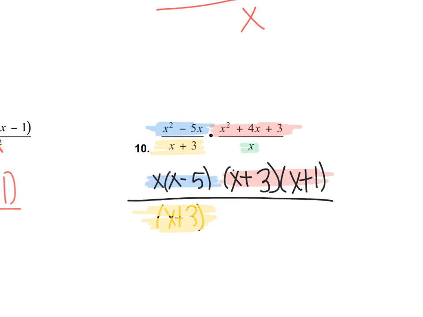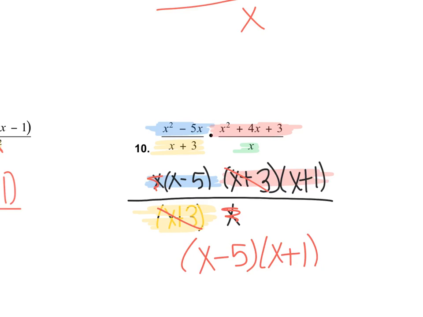We also have the x that's just going to come down here, and what we can simplify out is we can take that x plus 3 out of the top and the bottom, and we can take that x and that x out, and we're left with x minus 5 times x plus 1.